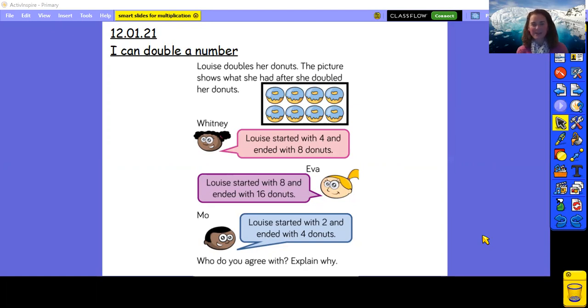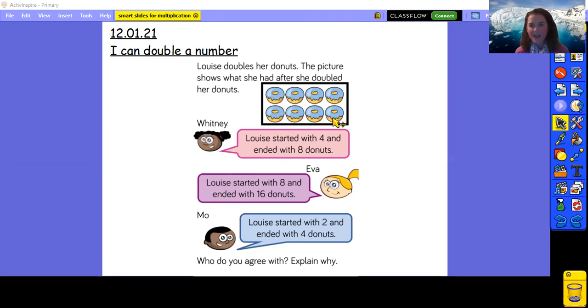Right, welcome back. Okay, so let's have a look at this problem. How are we going to start solving this problem? Well, the first thing we need to do is count how many donuts there are, because it says the picture shows how many donuts she had after she had doubled the number. Okay, so let's count the donuts. We have got 1, 2, 3, 4, 5, 6, 7, 8 donuts.